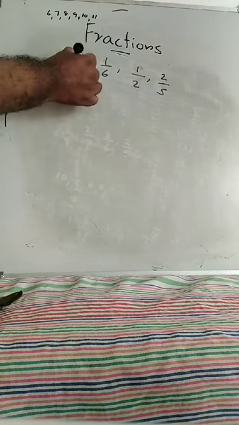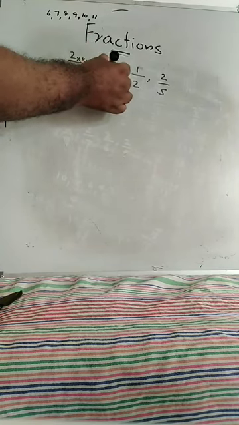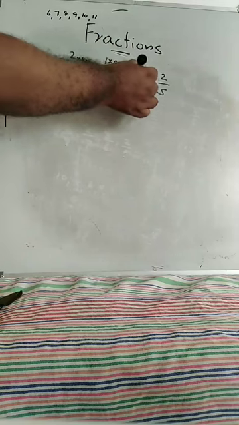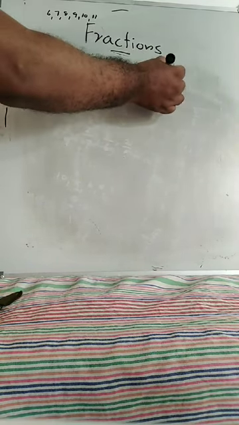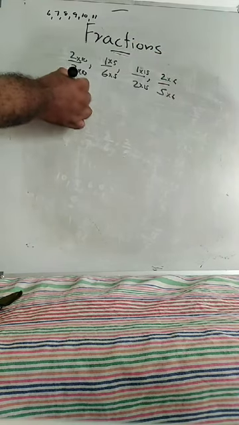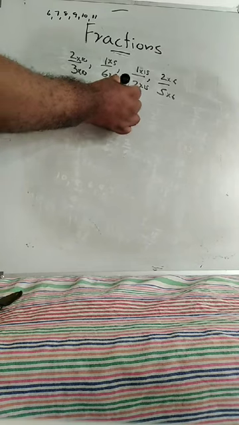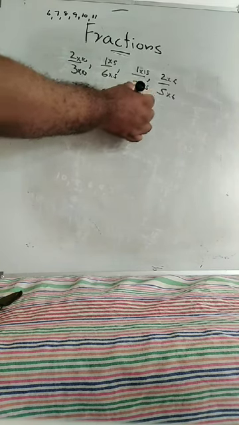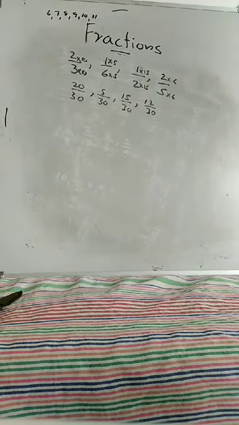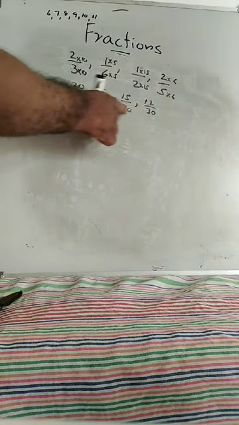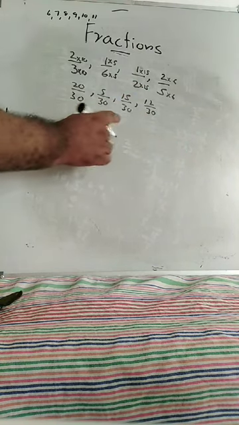Then to make 30, I can multiply by 10. Here, to make 30, multiply by 5. To make 30, multiply by 15. To make 30, multiply by 6. Now we have 20 upon 30, 5 upon 30, 15 upon 30, 12 upon 30. Right? Now the denominators are equal, no? When the denominator is equal, 30 here, 30 here.